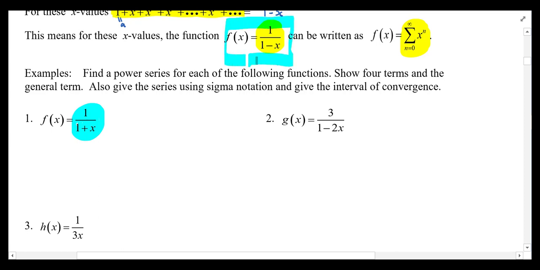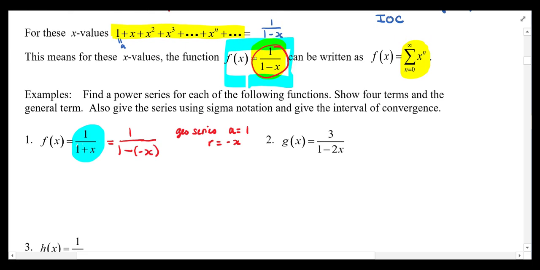But what's different? Well, the only thing I can see here is that I can rewrite this as 1 over 1 minus, using that format, and this becomes negative x. So using this form here, 1 over 1 minus x, I've rewritten it that way. Which means this is a geometric series with the a value being equal to 1, and now my r value being equal to negative x.